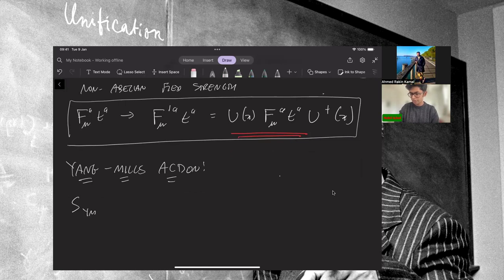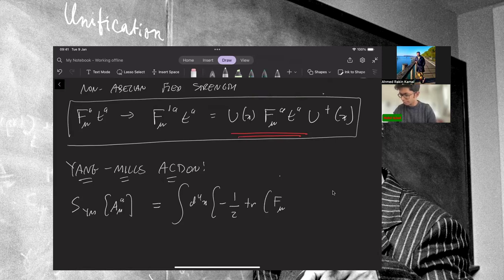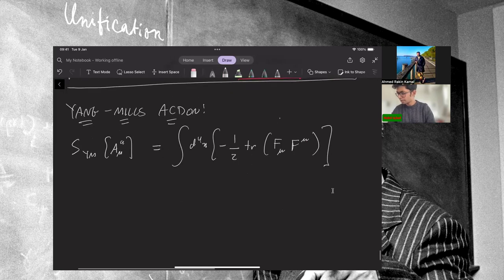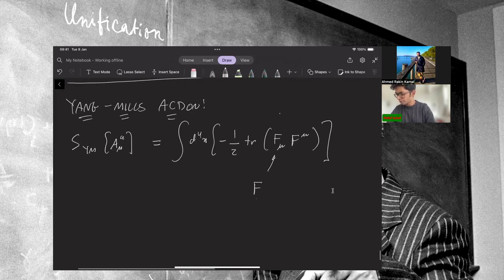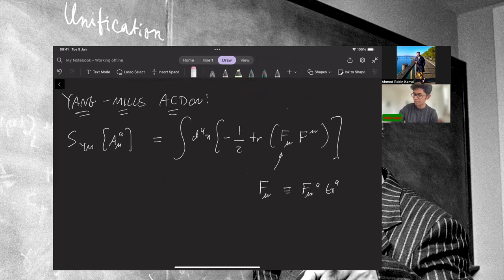So it is a functional of the gauge field A. And I'm going to write it in the following manner. It is the integral d^4x of minus 1/4, sorry, 1/2 trace of F mu nu F mu nu, where this F mu nu means F mu nu^A times T^A. So this is the definition of the Yang-Mills action.